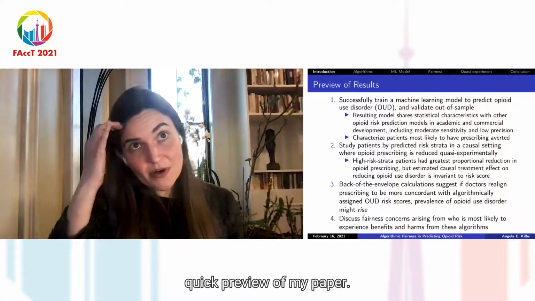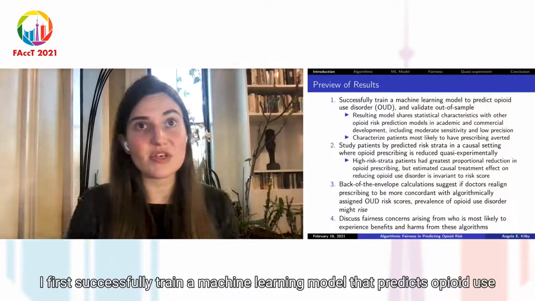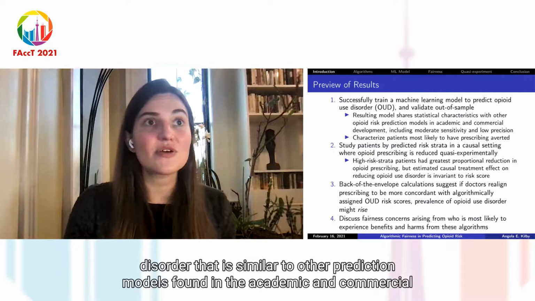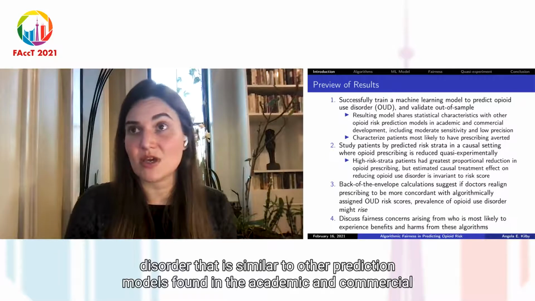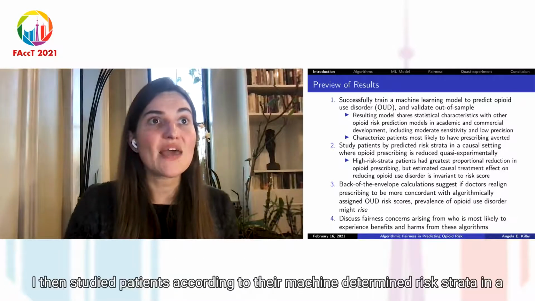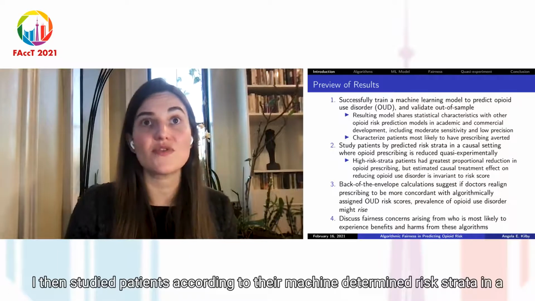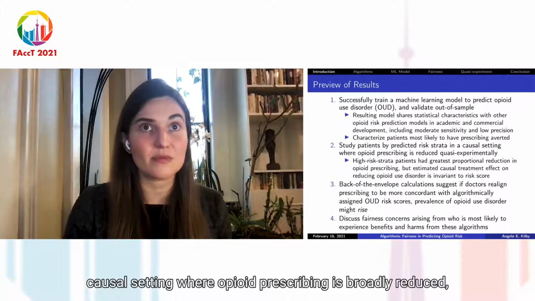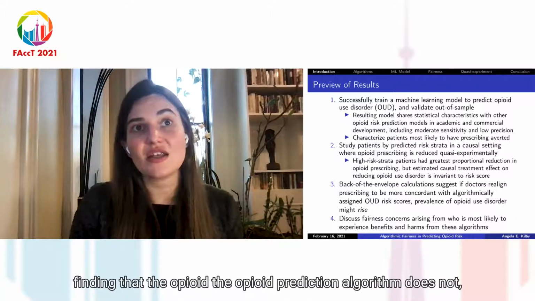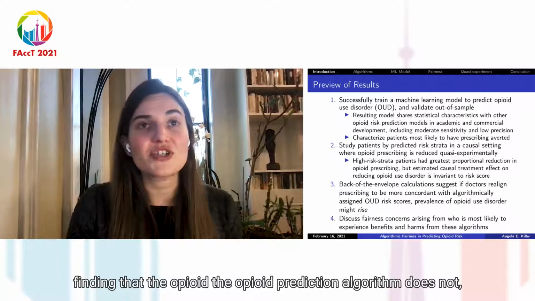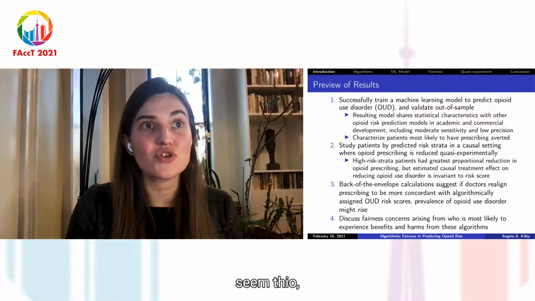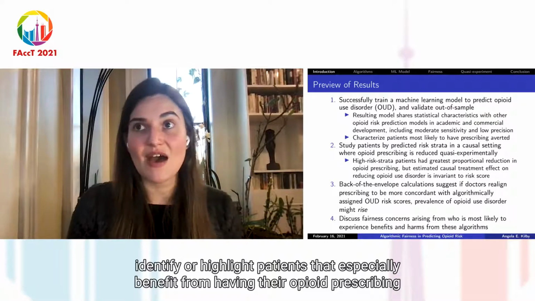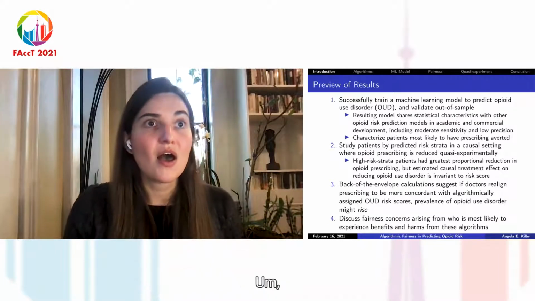A quick preview of my paper. I first successfully train a machine learning model that predicts opioid use disorder that is similar to other prediction models found in the academic and commercial literatures. I then study patients according to their machine-determined risk strata in a causal setting where opioid prescribing is broadly reduced, finding that the opioid prediction algorithm does not, in fact, seem to identify or highlight patients that especially benefit from having their opioid prescribing reduced.